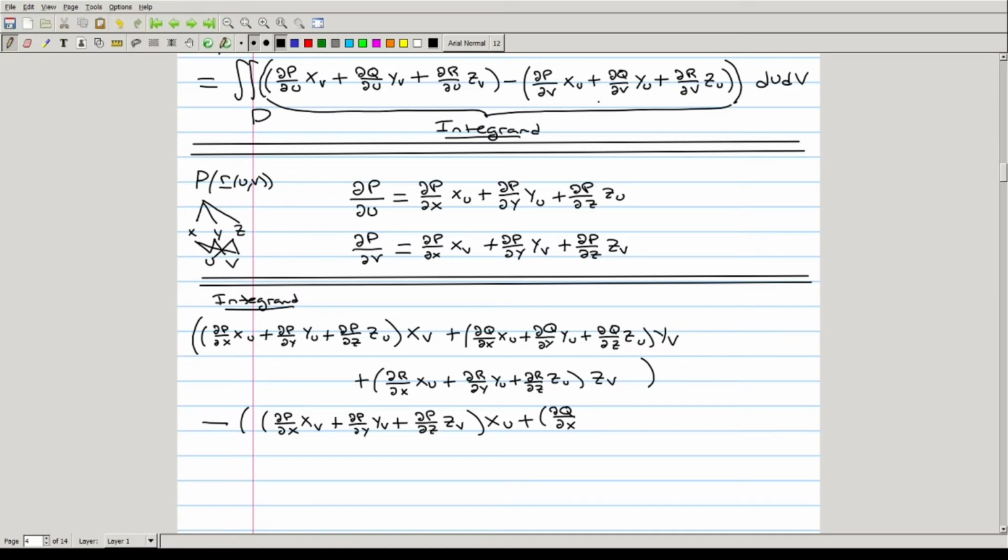derivative of q with respect to v from the chain rule will be dq dx times xv plus dq dy times yv plus dq dz times zv, all of this times yu.